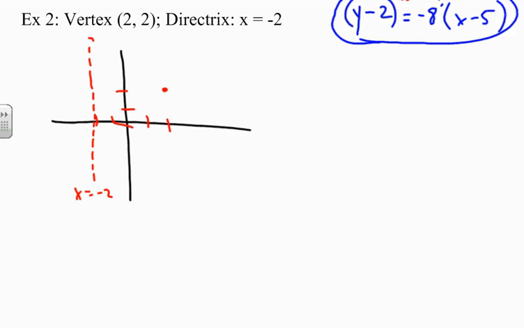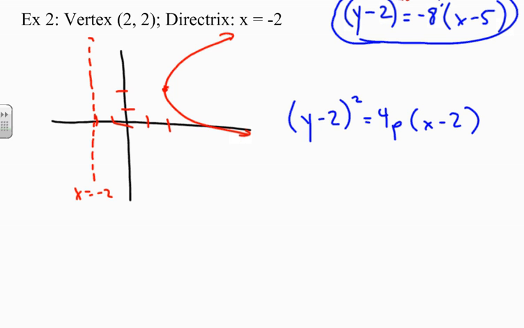Because the directrix is vertical, and we know the parabola always flows away from the directrix, we have this graph right here. We can once again identify that y is going to be squared because it's horizontal. So we have y minus 2 squared equals 4p times x, in this case minus 2, because both of the values are 2 right there.